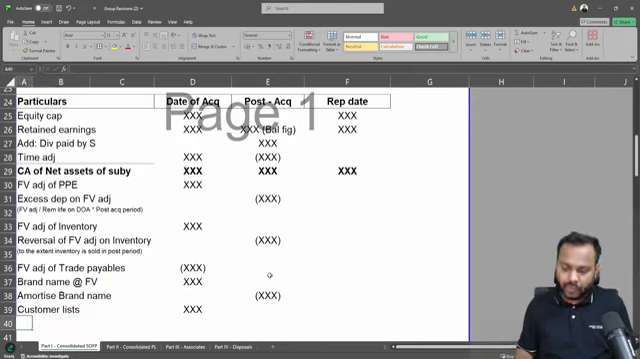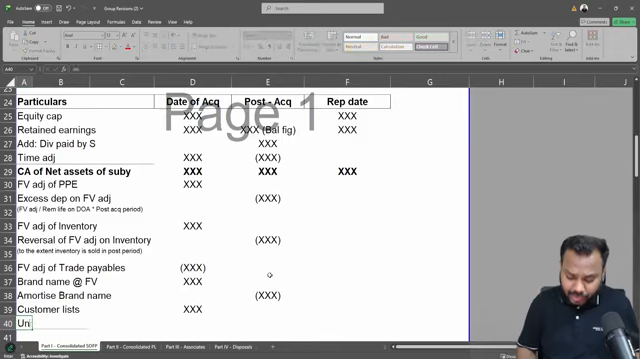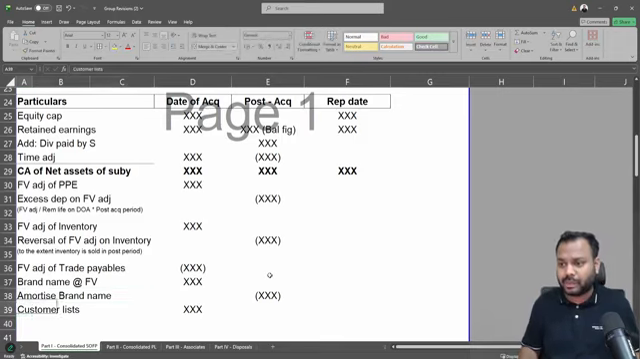Now further, what other adjustments? Unrealized profit.